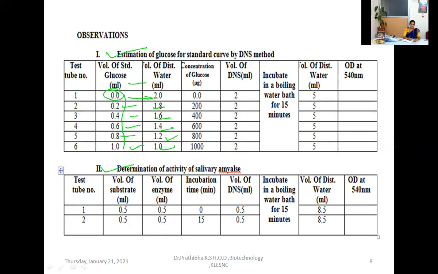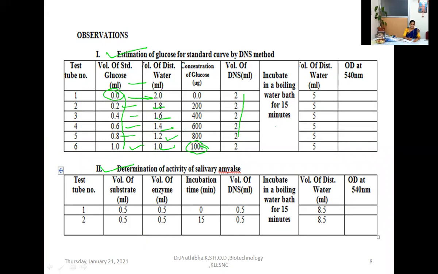So the final volume is made up to 2 ml in all the test tubes, the same amount of liquid. This is the concentration of the glucose we have taken: per ml of the glucose we have 1000 microgram. So this is the volume of DNS; to all the test tubes we are going to add 2 ml.